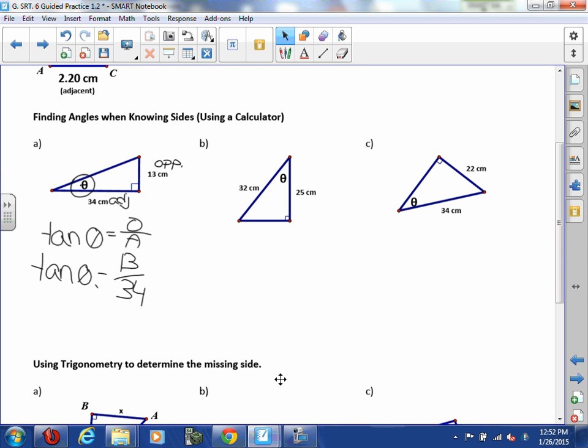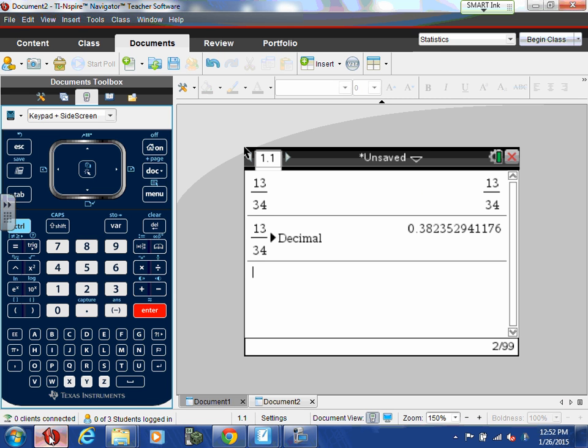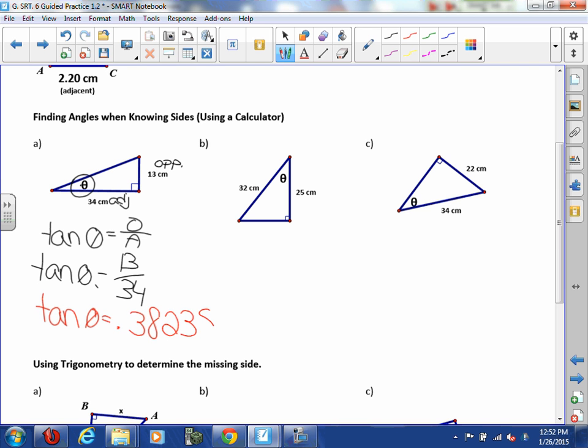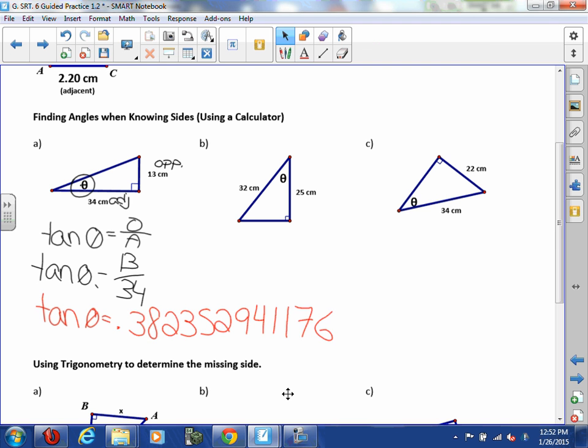Find the angles. Okay, so it wants the angles. First thing you've got to do is write that whole number out. So does anybody have it handy? Do you have that whole number? Okay, so I'm going to ask you to read it really nice and slow. So I've got tan theta equals point 3, 8, 2, 3, 5, 2, 9, 4, 1, 1, 7, 6, 6? Yep. Thanks. That's all.